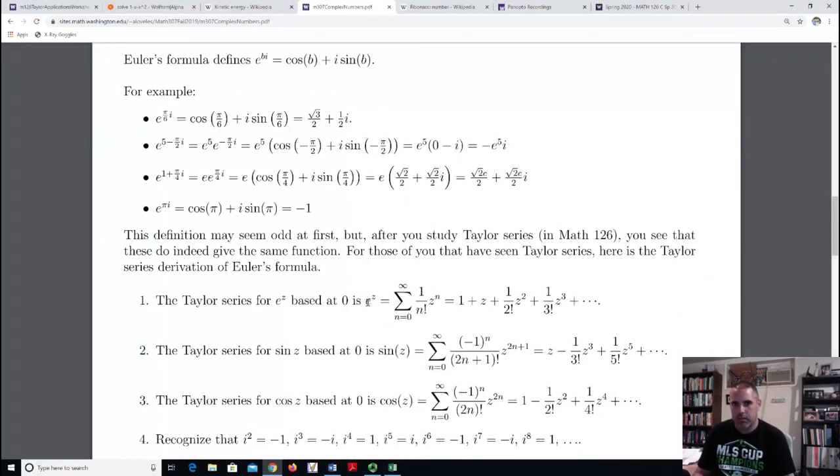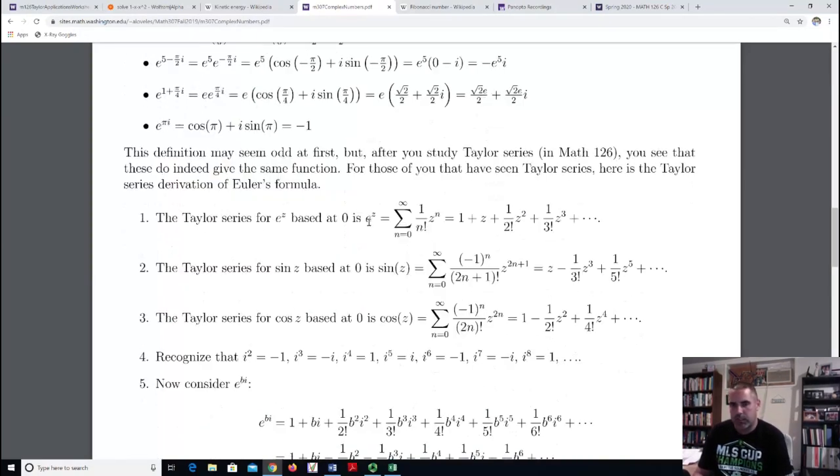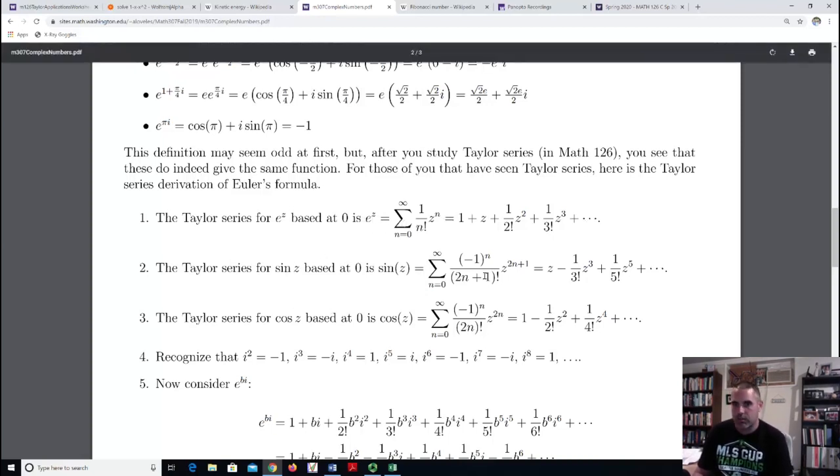So here's the Taylor series for e to the z. This is from that course. So students that take that course that skip Math 126 kind of have trouble with this. We don't spend a lot of time here, but I say here's the Taylor series for this, here's the Taylor series for sine, here's the Taylor series for cosine. I basically say these are all connected in this funny way because i squared is -1, i cubed is -i, i to the fourth is 1, and then it repeats every 4.